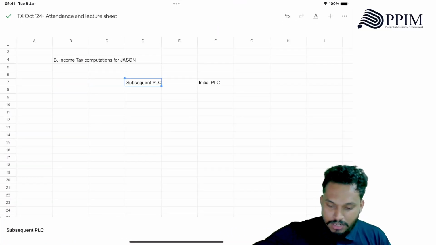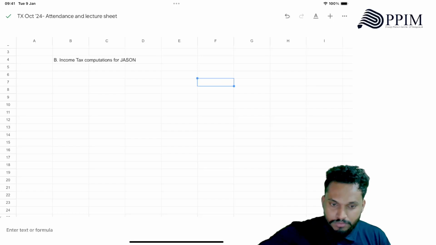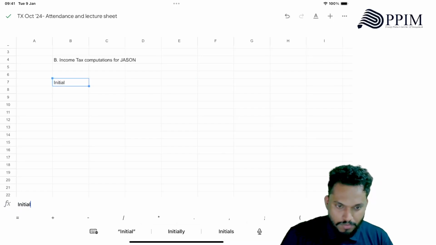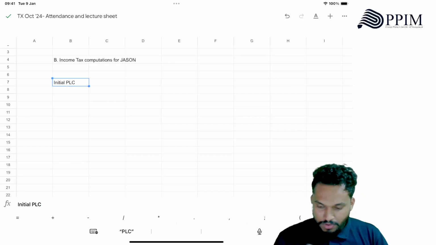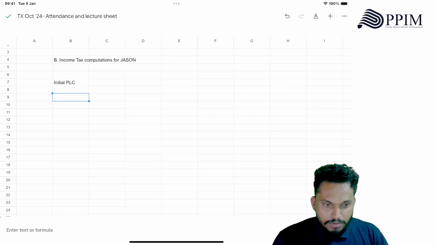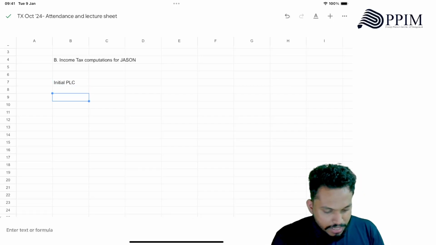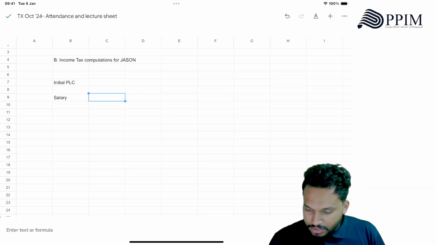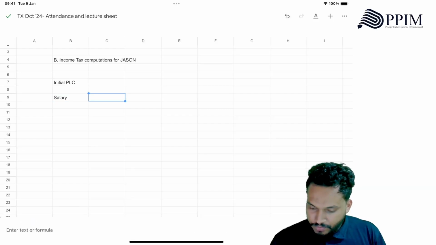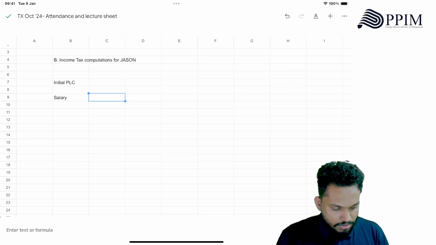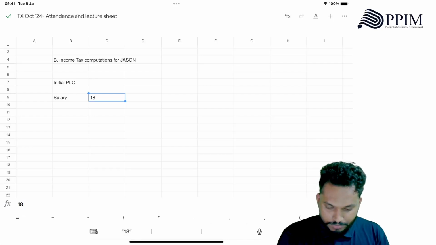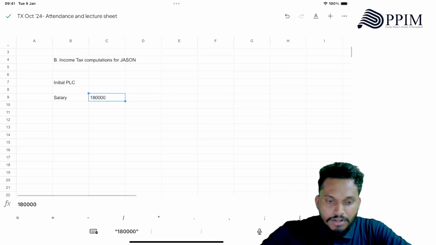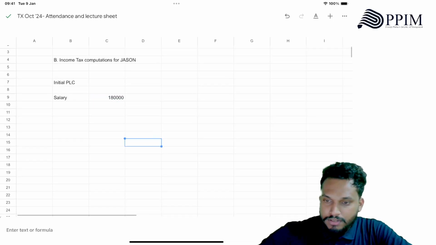So I'll take the Initial PLC first. From Initial PLC, Jason is making a salary. It's a gross salary, right? A gross salary of how much? 180,000, isn't it? So you're making a salary of 180,000. Fine.